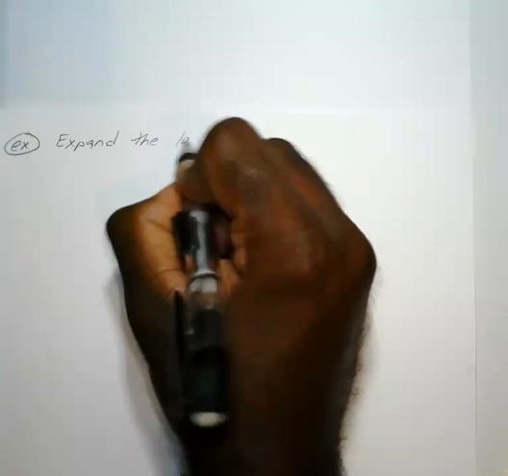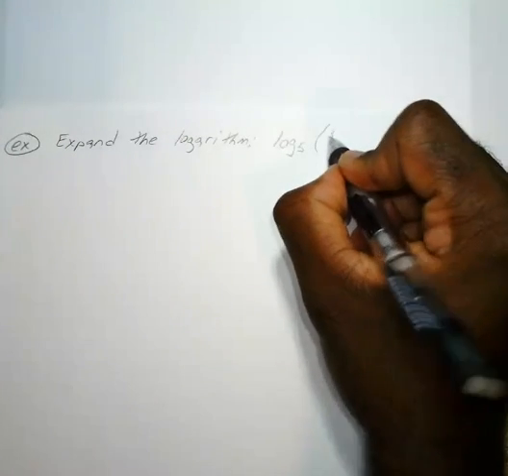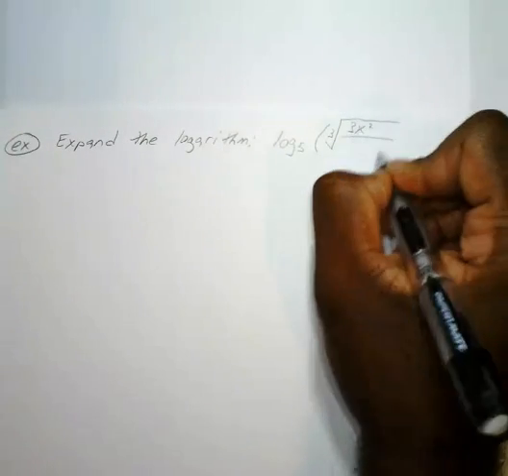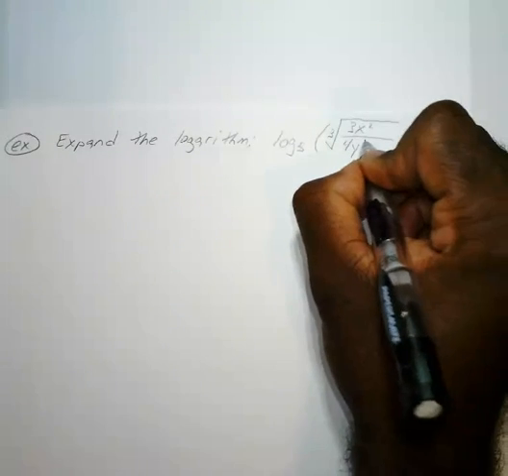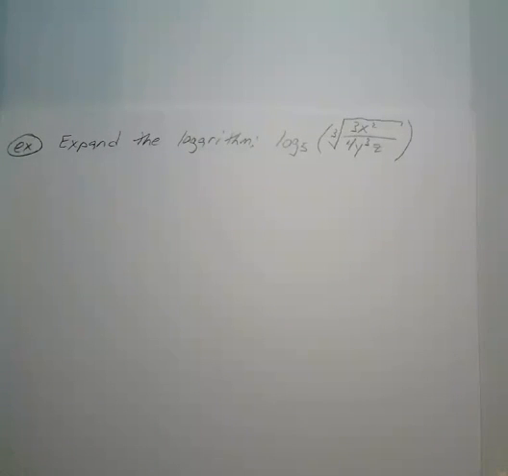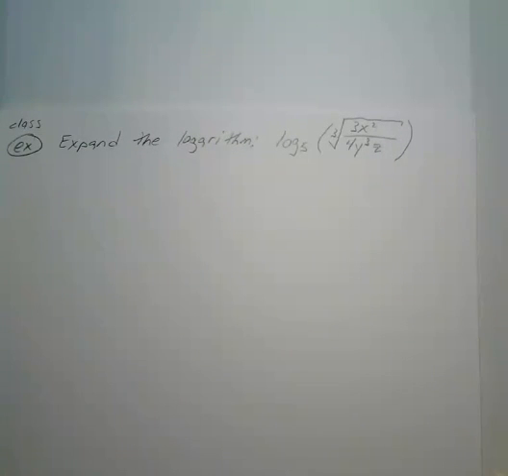Okay, so let's say, for example, we want to expand the logarithm. So if we have log base 5 of the cube root of 3x squared over 4y to the third power times z. Now what I want you to do is press pause and try to solve this one on your own.